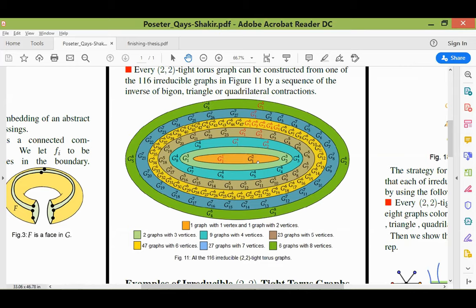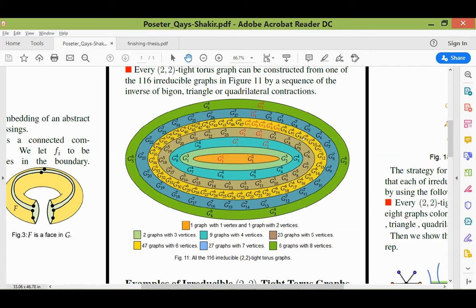Here we found that there are two irreducible graphs with three vertices, and with four vertices, we have 9. With 5, we got 23. With 6, which is really very hard to find, but I found them, there were exactly 47 irreducible graphs. And with 7 vertices, we got 27. And with 8, we were fortunate to find only 6 irreducible graphs.